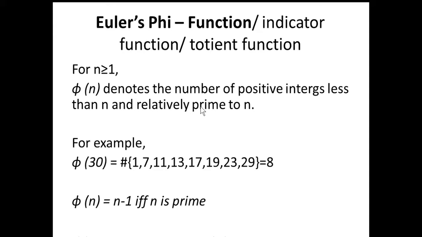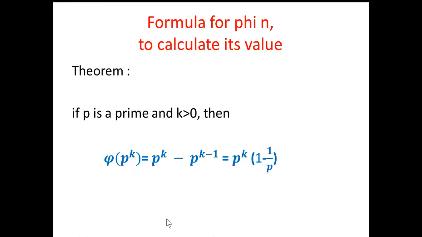Next, this is another number theoretic function. This is the Euler phi function. It denotes the number of positive integers less than n and relatively prime to n. So if n is 30, then all the numbers which are less than 30 and relatively prime to 30 are 8. So phi 30 is 8. Phi n is n minus 1 when n is prime, because all the numbers which are less than n will be prime to n.